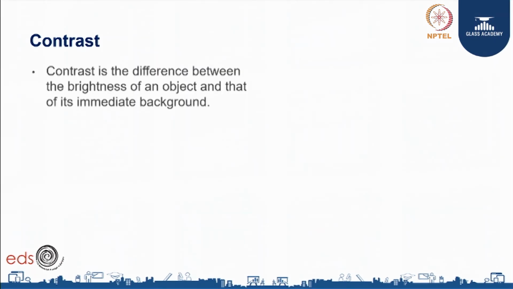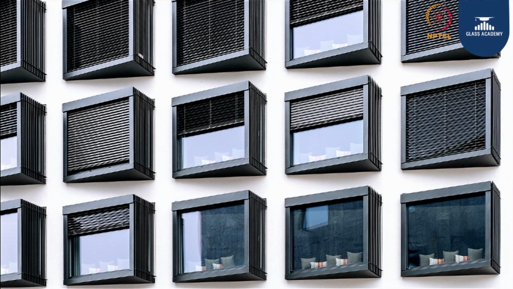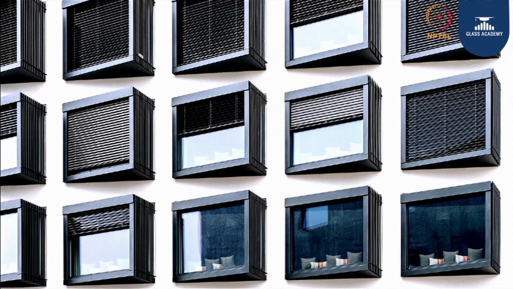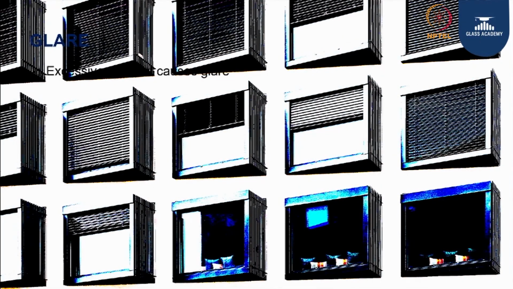Now moving on to contrast. By definition, contrast is the difference between the brightness of an object and that of its immediate background. In this image, we see dark colored windows popping out of a light colored wall. That's its immediate surrounding, and it helps in the contrast. Basically, it helps in visual task performance. But let's change the contrast of this image and see how that impacts our visual. Now, if you see, excessive contrast will reduce visibility.